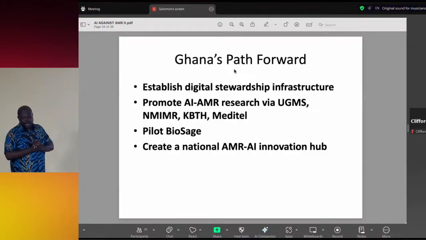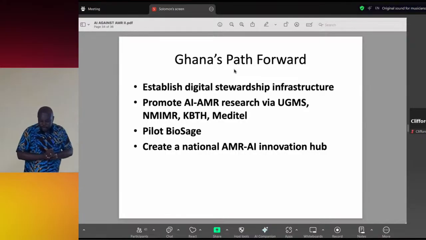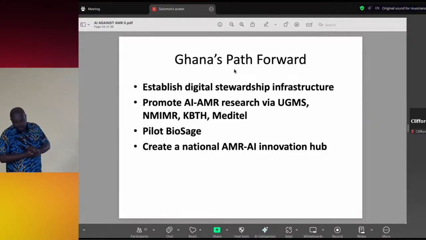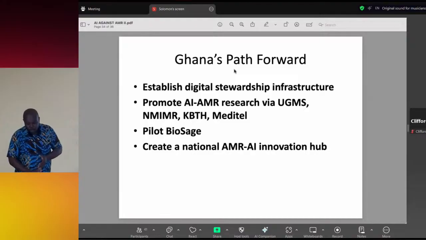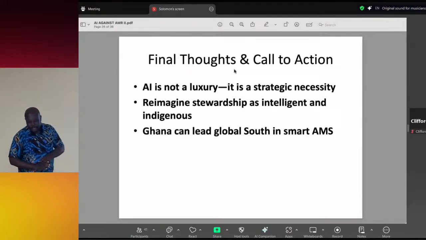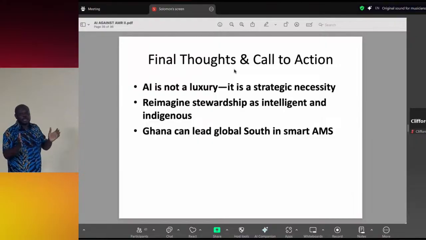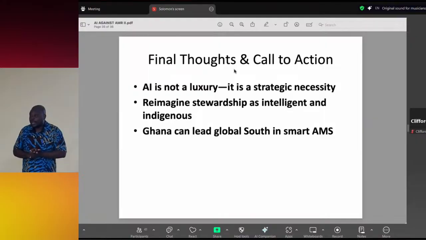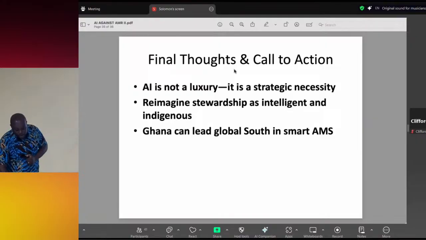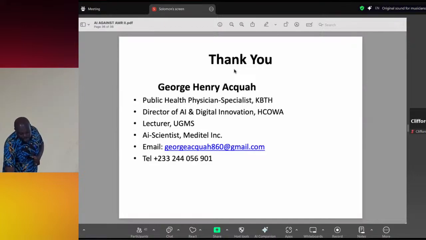So the way forward for Ghana is to establish a digital stewardship infrastructure to promote AI and antimicrobial research via institutions, UGMS, Noguchi, Korle Bu Teaching Hospital, etc., to pilot these things and to create a national innovation hub. So our final thoughts: AI is not a luxury. It's a strategic necessity if you want to win the war against antimicrobial resistance. So with this, I bring my presentation to an end. Thank you all.